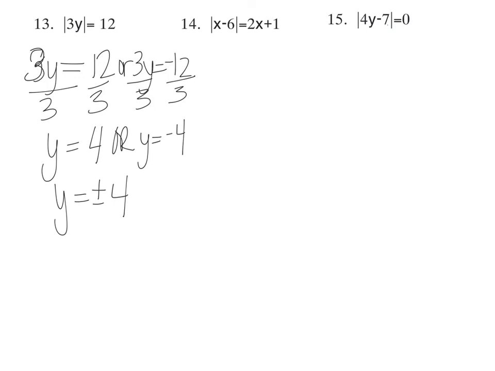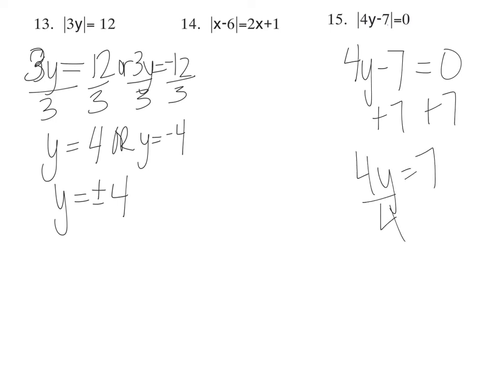Okay, I had to magically make some space for our next example. The last one. The absolute value of 4y minus 7 is equal to 0. This is the case where we only write one equation even though we have absolute value, because it's equal to 0 and there's no such thing as negative 0. So 4y minus 7 is equal to 0. Add my 7. 4y is equal to 7. Divide by 4, and y is 7/4.